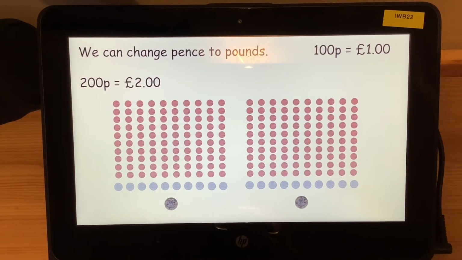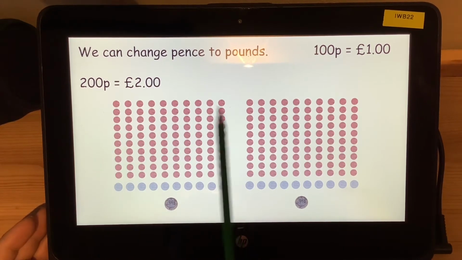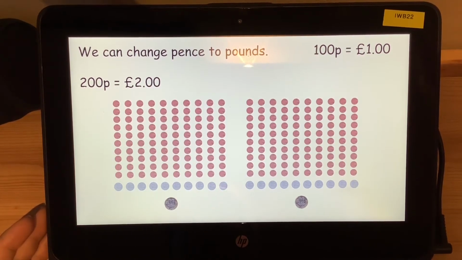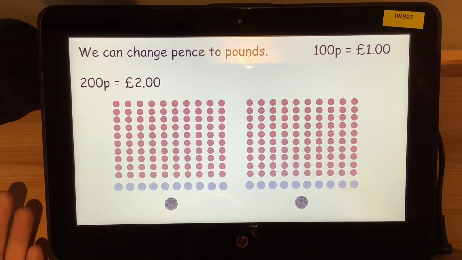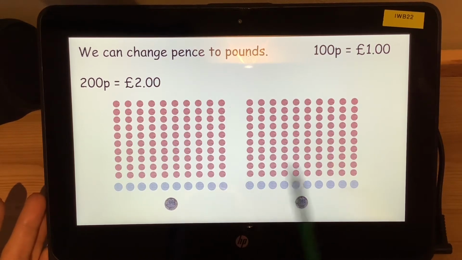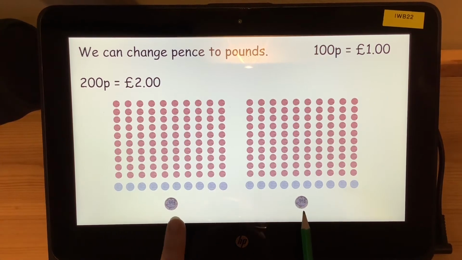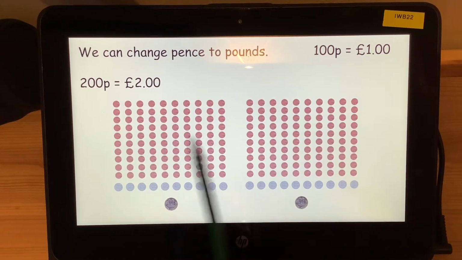So, can we change pence into pounds? Yes. We know that 100 pence is the same as £1. So if we've got 200 pence, when we knew just a minute ago that this picture of 100 pennies or 10 10p's was the same as £1, well, if we've got 100 pennies twice, then we've got 200. So if we've got 200 pence, that also means we've got 2 lots of 10 10p's, and that is the same as having 20 10p's, and that would be the same as having £2 coins. So we know that if we have 200 pence, we have £2.